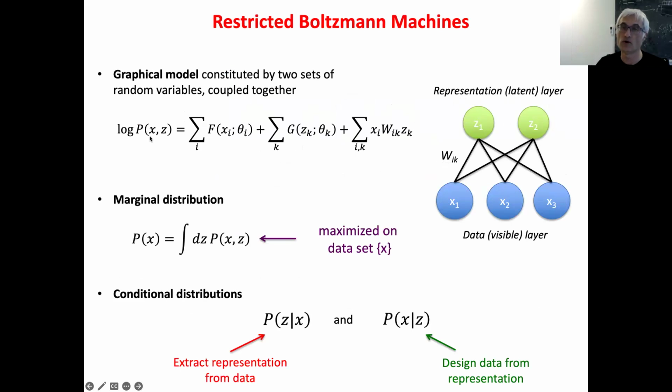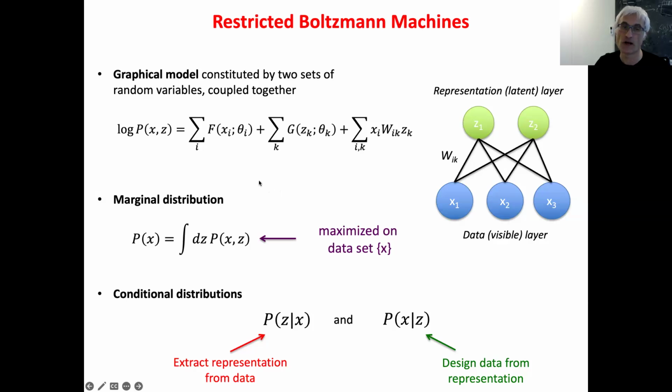The log of the joint probability of x and z, which are these 2 high-dimensional configurations, is a sum of 3 pieces. The first one is a sum of local potentials acting on the configuration components, which are parameterized by some parameters theta_i. Then you get the same thing on the latent layer with another potential g, which is parameterized by some theta_k for unit k. And you have couplings in between the 2 layers, which tell you how the latent representations extract features from the data, and in turn, how you can generate new configurations from the latent configuration.